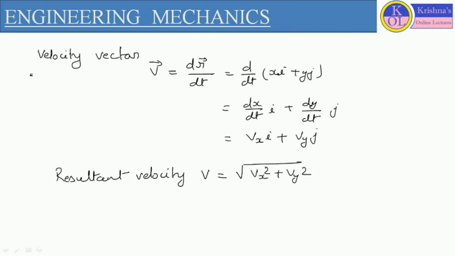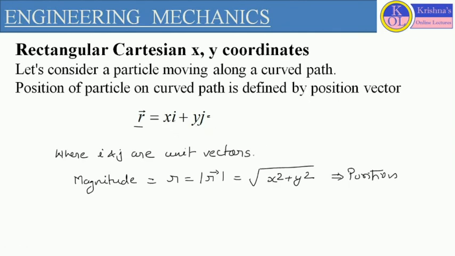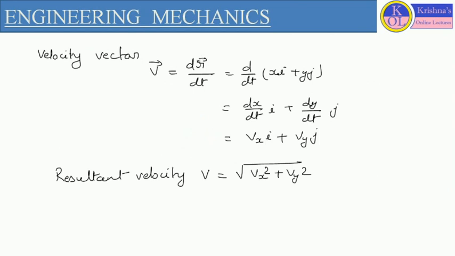Now let's define the velocity vector. The velocity vector we generally define on the basis of the position vector. Velocity is defined as the rate of change of position with respect to time, so this equation will be dr by dt. Here we have the equation of r, xi plus yj, so we put this in place of r. It will be d by dt of xi plus yj. If we simplify this term, it will be dx by dt i plus dy by dt j.